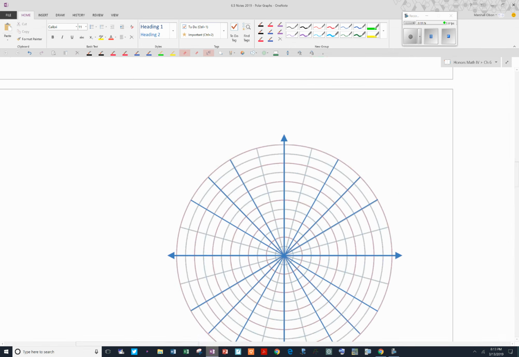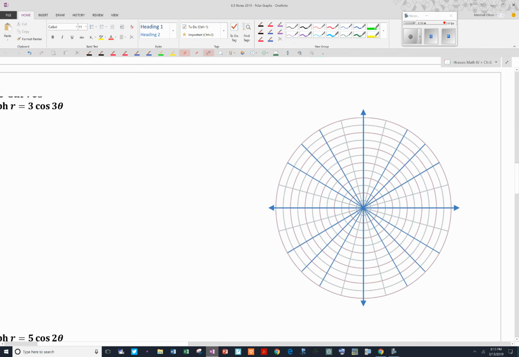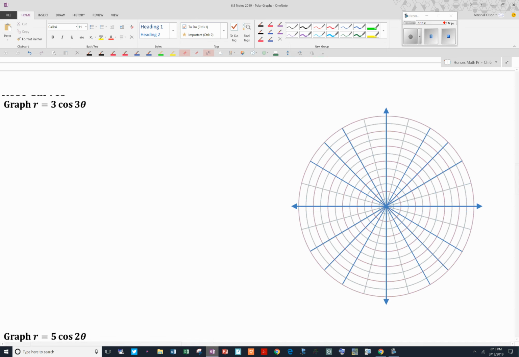Going to the next slide here, we again have 3 petals because our n value is 3. This time it's cosine though, so we're going to be starting in a little bit different spot. And the maximum R value is 3. So we know our petal tips are going to be 3 units long. In fact, I'm going to put that over here. There's 3 petals and their length is 3.